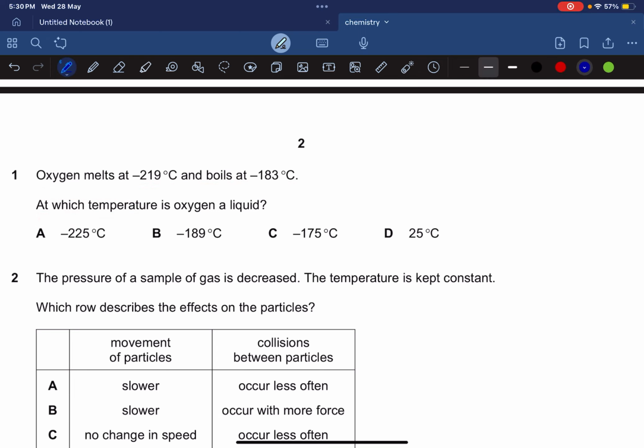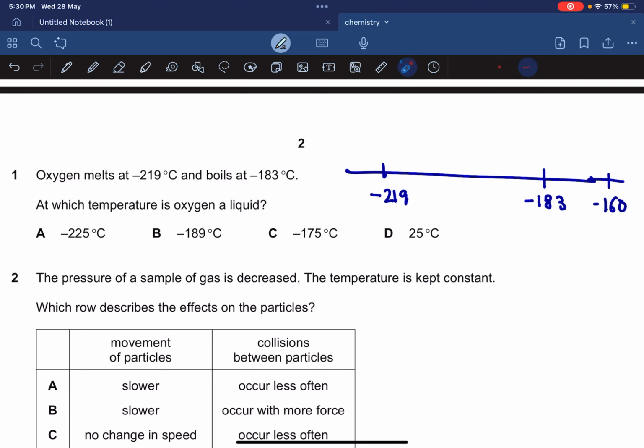I guess to solve questions like these, the first important step should be to make a line on which we can represent temperatures. Over here we have negative 219, over here we have negative 183, and over here we have temperatures that are higher. For instance, I can say we have negative 160. So that's how negative temperatures work. You've got to understand, the higher the number, the higher the temperature. Negative 219 is a smaller number than negative 183, because with negative numbers, the bigger the number, the smaller its value or worth. So now we have to place when it's solid and when it's liquid.